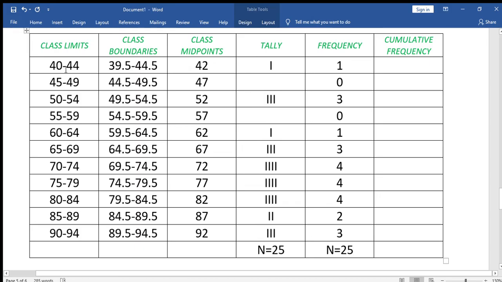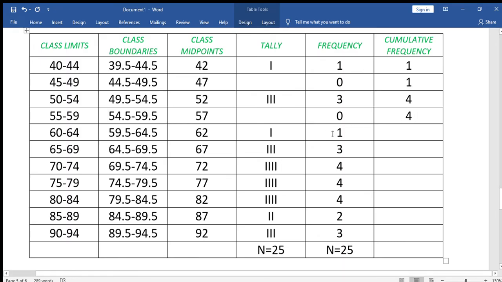initial class limit from 40 to 44. So we are going to use the frequency of your class limit 40 to 44. So here you put 1, okay? Then after which you are going to add your 1 to the frequency of the succeeding class limit. So the frequency of your succeeding class limit 45 to 49 is only equal to 0. So 1 plus 0, that's equal to 1, right? It's 1. Then 1 plus 3, that would be equal to 4. Then 4 plus 0, that would be equal to 4.